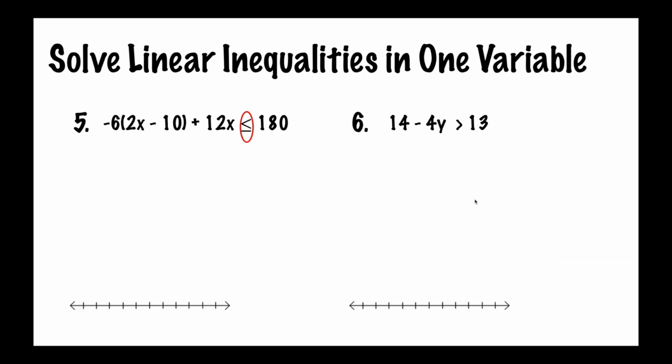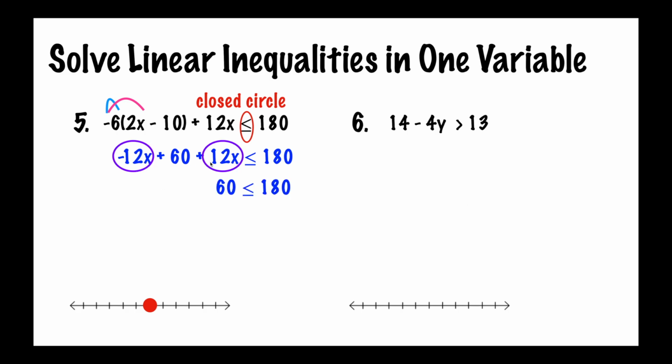In example 5, we'll notice that this is less than or equal to, which tells us it's a closed circle. We'll go ahead and plot that. From there, we can distribute the -6 in, giving us -12x plus 60 plus 12x is less than or equal to 180. We can combine like terms on the left side there. So we get 60 is less than or equal to 180.